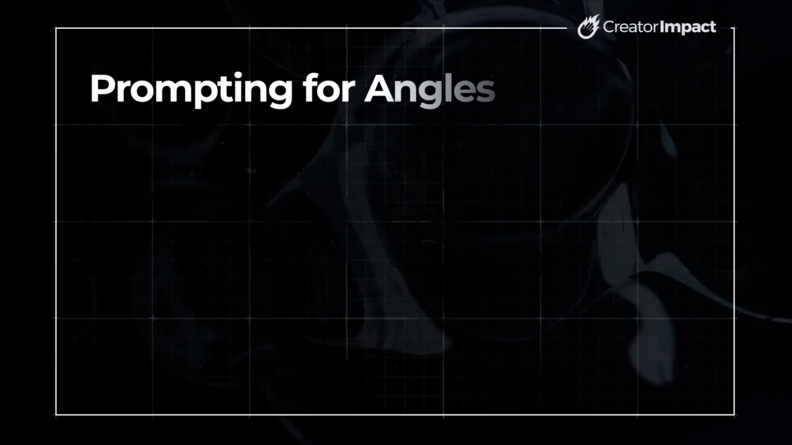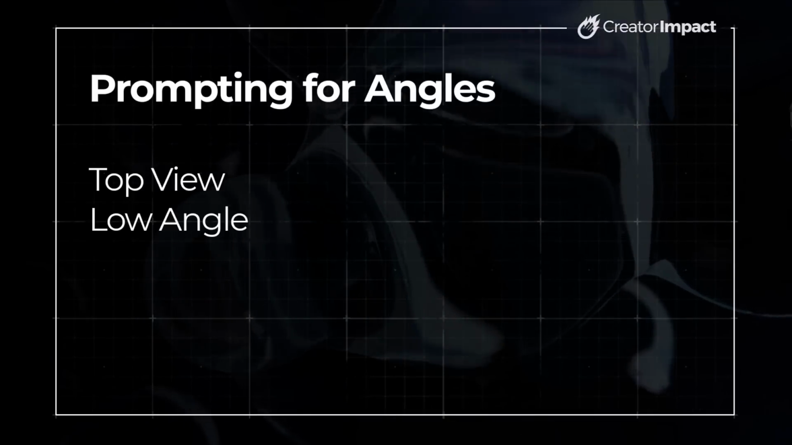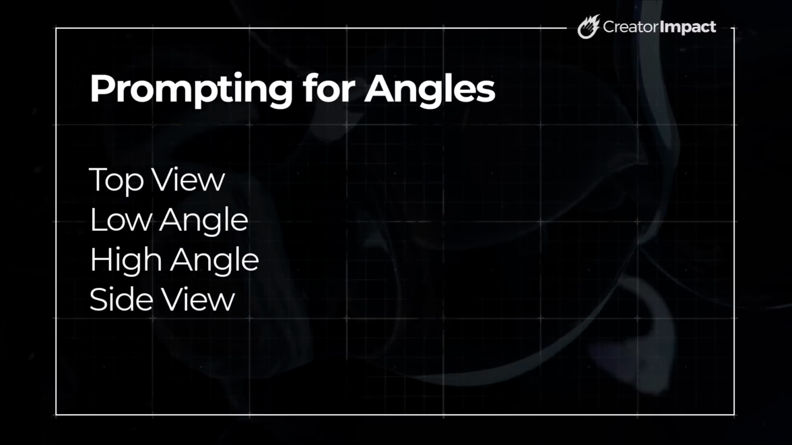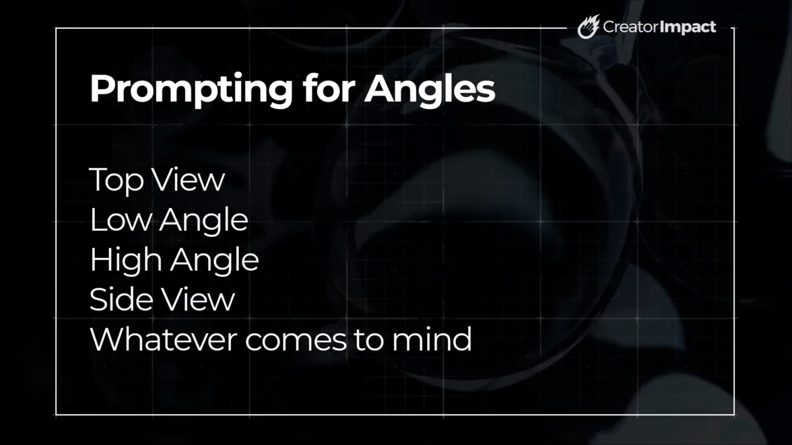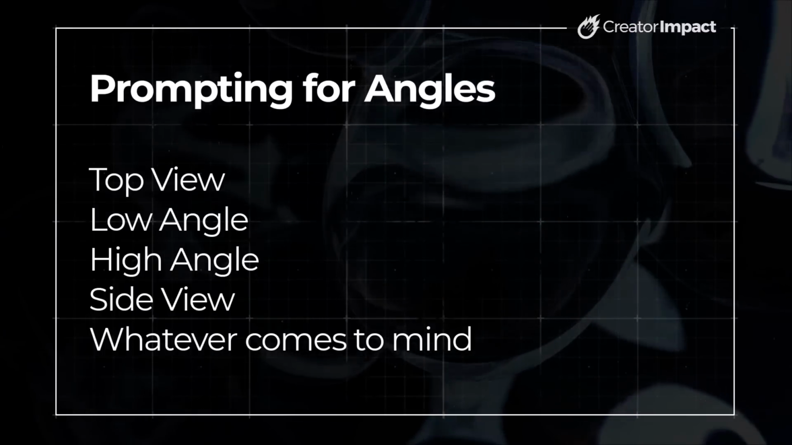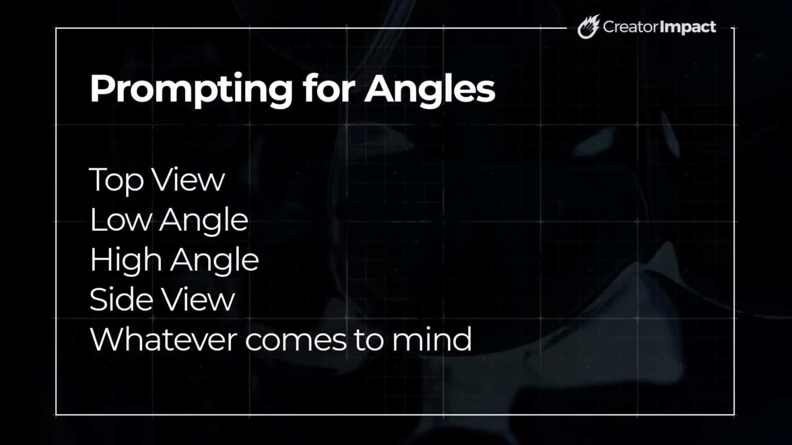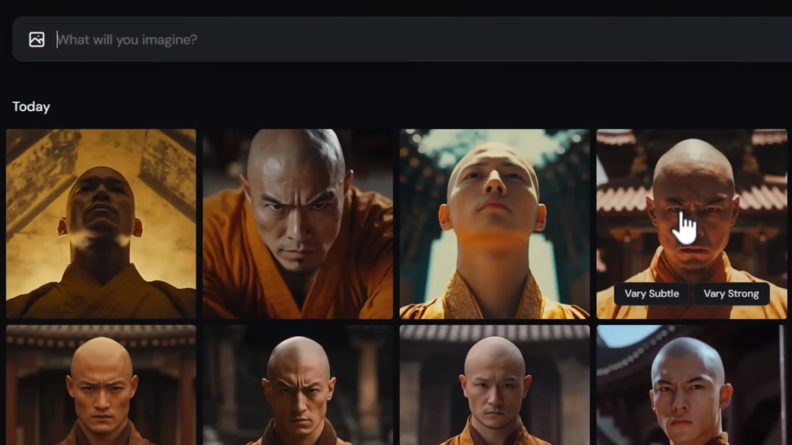So with the angle, you can say things like top view, low angle, high angle, side view. There's so many different angles you can take this from. And the reason we want to make sure the angle is set more appropriately is because that's what we have the least control over. Now, some of these images might be exactly what you want, and you might be able to stop there. You might need to resubmit a few times to get what you want.